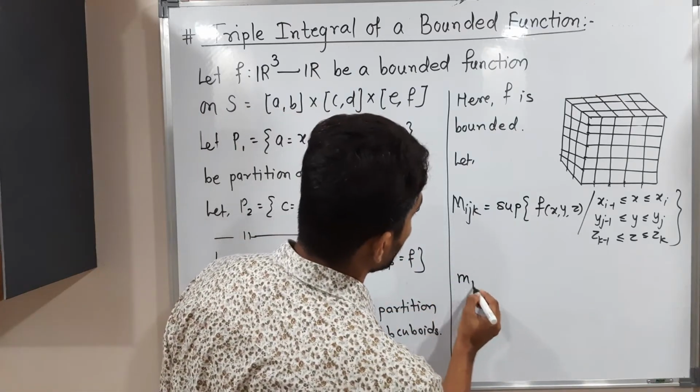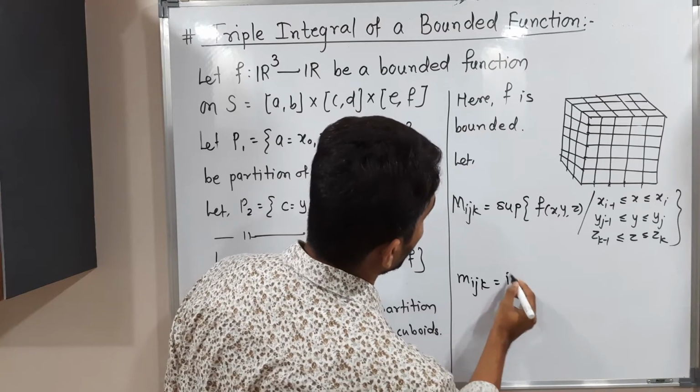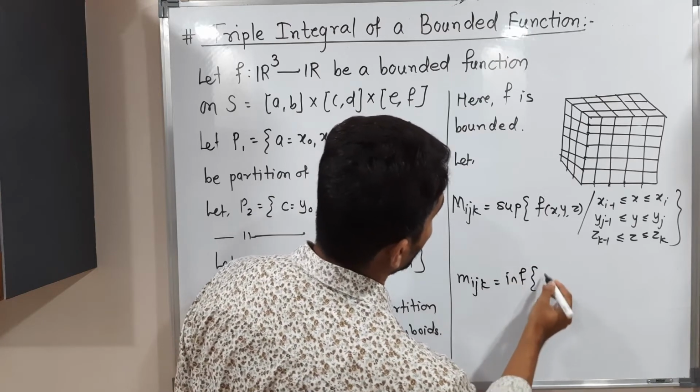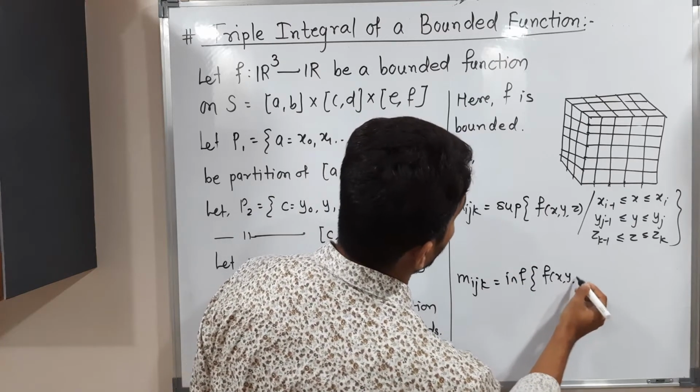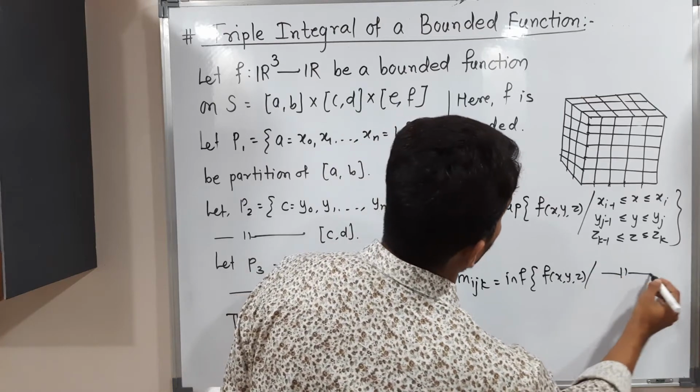Getting? So that's why I could write this. Next, small mijk, which is equal to the infimum. Here we take the supremum, here I will take the infimum of f(x,y,z), the same thing. Okay, simply copy.